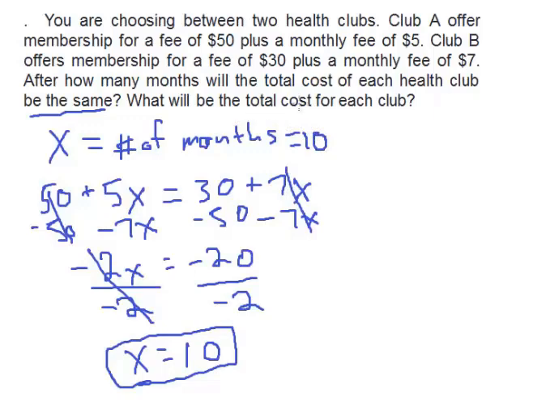What's the total cost of each club? Well, that should be pretty simple. It's after 10 months, so either side will give us the answer, 50 plus 5x, and x is 10. So 50 plus 5 times 10 is 50 plus 50, which is $100. The other side should also give you 100 because they're equal. 30 plus 7 times 10, which is 30 plus 70. And so the answer to part B is $100.